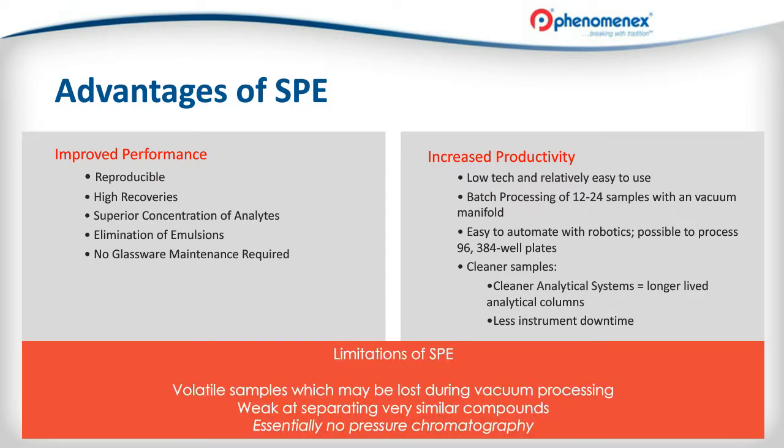Limitation of SPE is that it's pretty bad at separating very similar compounds in the sense that if you can't separate them on an HPLC column, you cannot separate them on an SPE device. You might be able to play around with some type of miscibility issue, but for the most part, if you can't separate it on an LC column, you pretty much can't separate it on an SPE device. Okay.